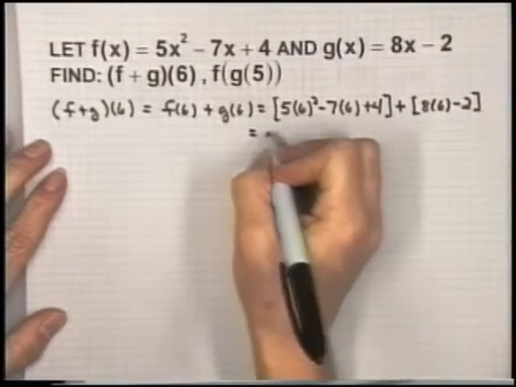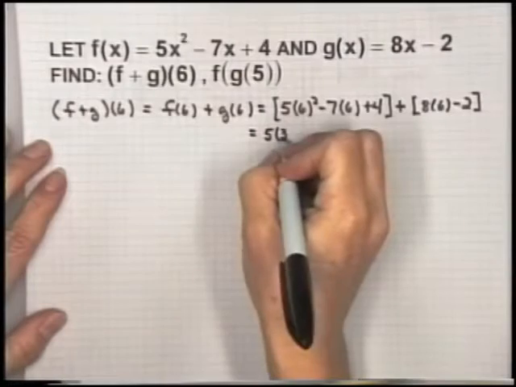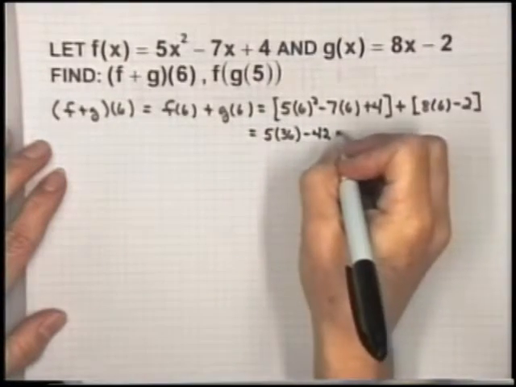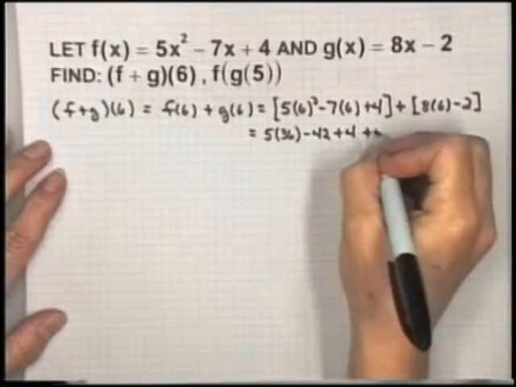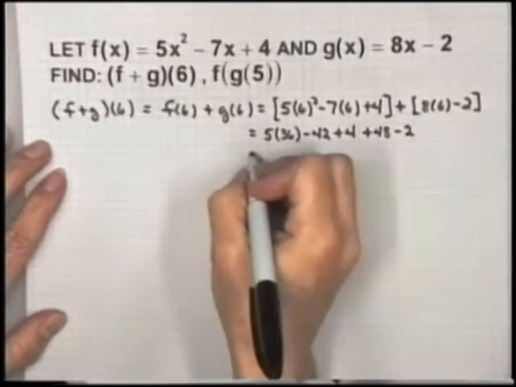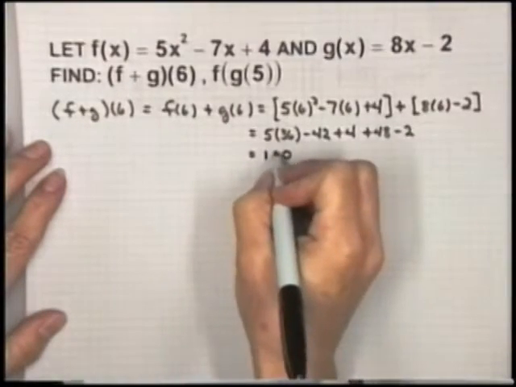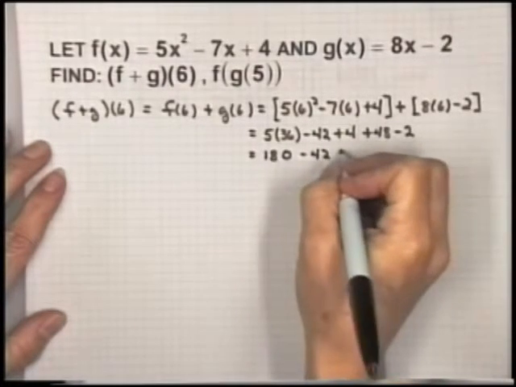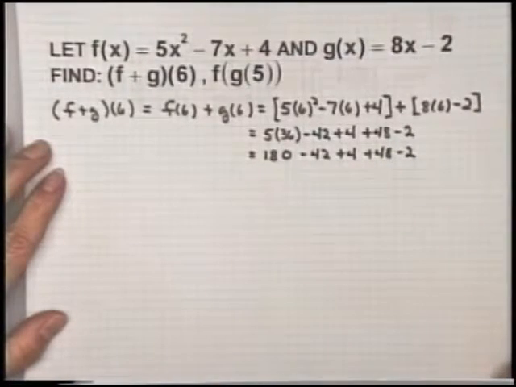Now let's follow that through. 6 squared is 36, so I have 5 times 36 minus 7 times 6. 7 times 6 is 42 plus 4. And since this is a plus sign, 8 times 6 is 48 minus 2. Now let's multiply. 5 times 6 is 30. We're carrying a 3. 15 plus 3 is 18. So I have 180 minus 42 plus 4 plus 48 minus 2.